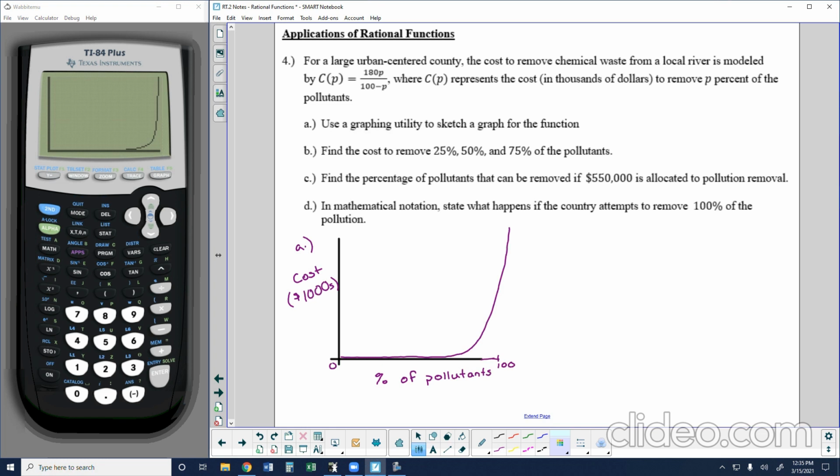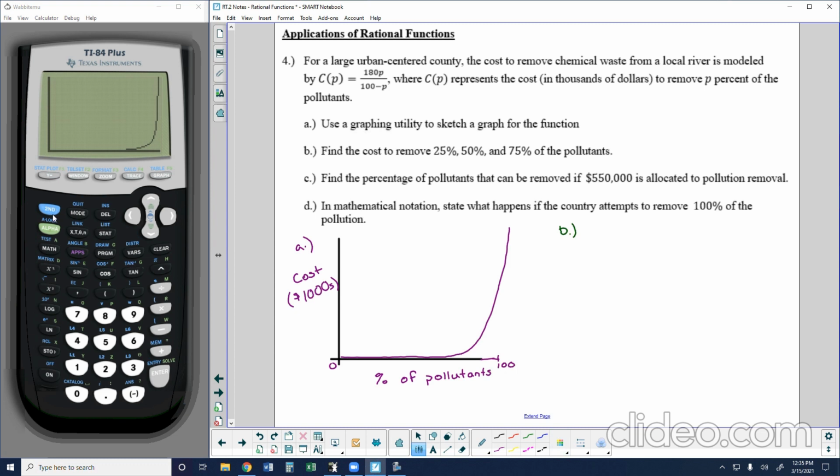It says find the cost to remove 25%, 50%, and 75% of the pollutants. Now, here, this is where sometimes we may make a little bit of an error. Generally, when we talk about percent, we start to change it into a decimal, like 0.25 or 0.5, 0.75 for these different percentages. But in this instance, x is already in percent.